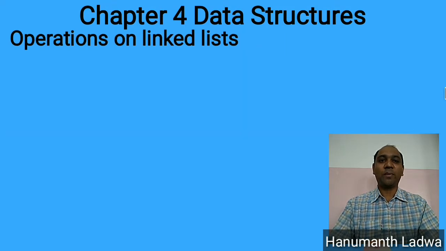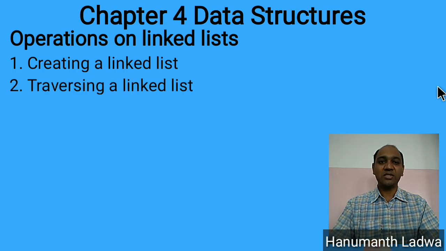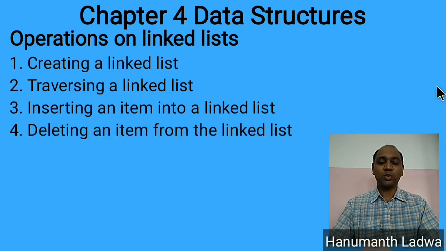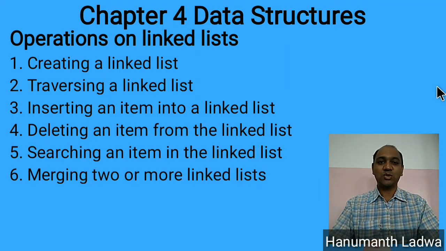Let us continue with the operations on linked list. The first operation is creating a linked list, second is traversing a linked list, third is inserting an item into a linked list, fourth is deleting an item from the linked list, fifth is searching an item in the linked list, sixth is merging two or more linked lists.